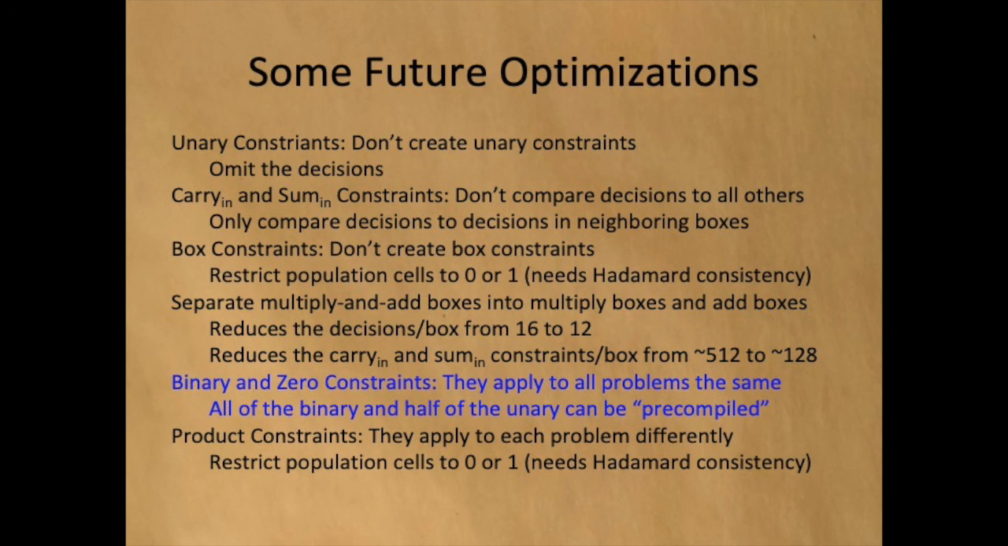Consider the binary and zero constraints. All of them apply to all problems in the exact same way, so they can be precompiled into the data structures. Consider the product constraints. They apply to each problem differently. However, we can restrict appropriate population cells to 0 or 1 when we use Hadamard consistency.